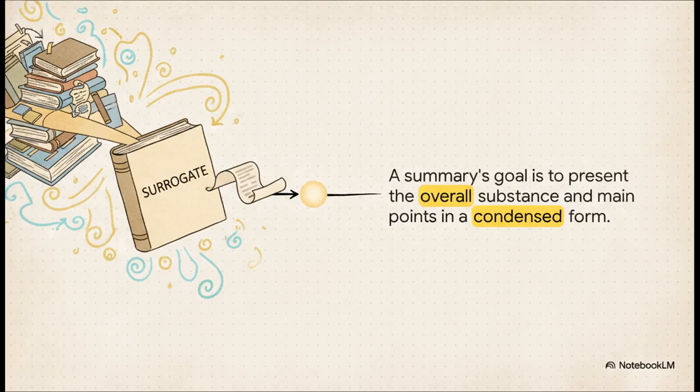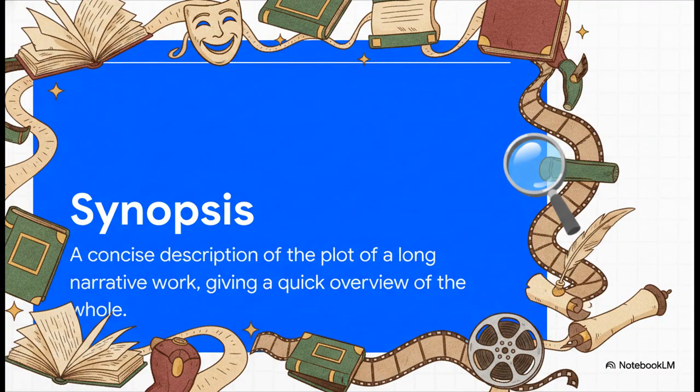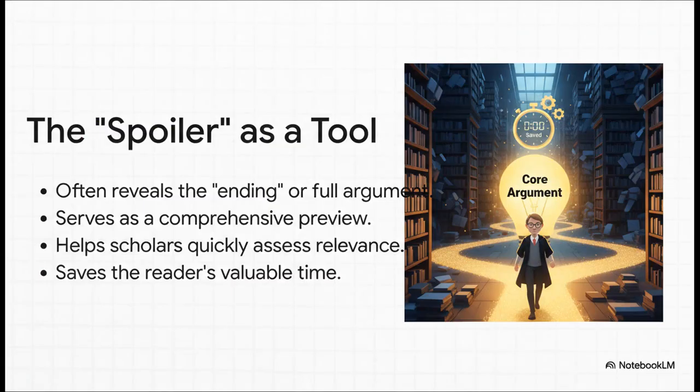Simple as that. Now, a synopsis. It might sound like a summary, but it has a special talent for telling a story. It's the go-to surrogate for things that have a plot, like a novel, a play, or a film. It gives you the entire storyline from beginning to end. So here's the crucial point, and it's kind of funny.